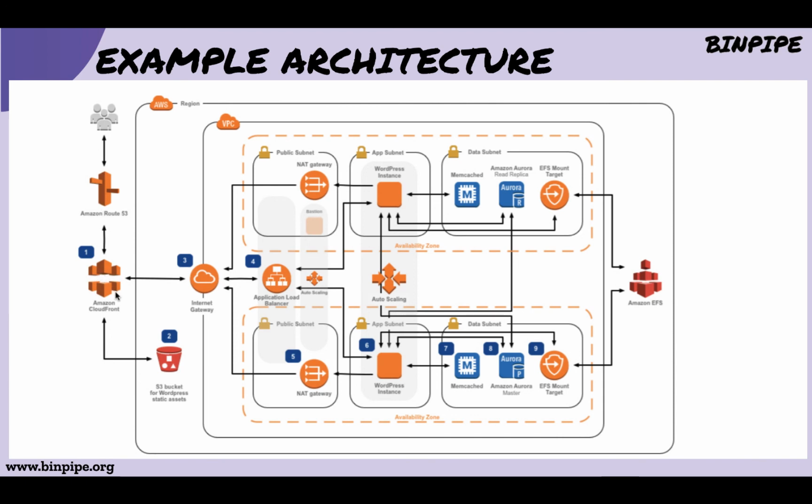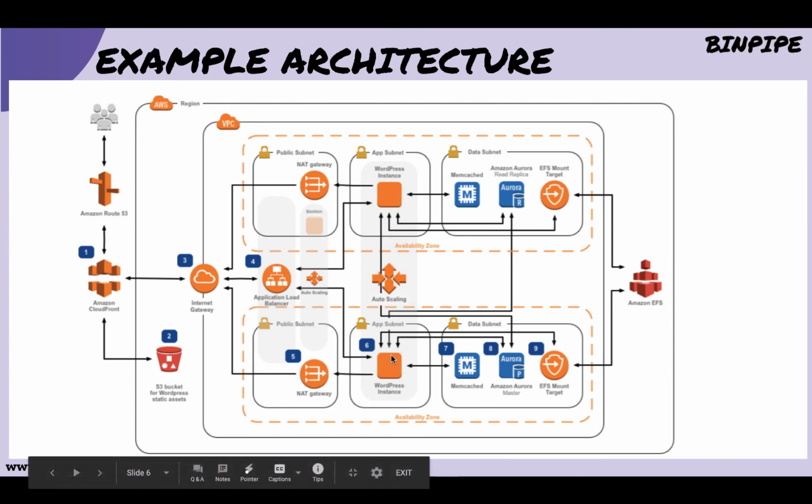If there is any static content for the website, it is served to the users, and at the same time the rest of the content is served from the website, which is hosted in an EC2 instance. So this is an EC2 instance. Now since we want to make this highly available, we have multiple EC2 instances, like 1 and 2 here.